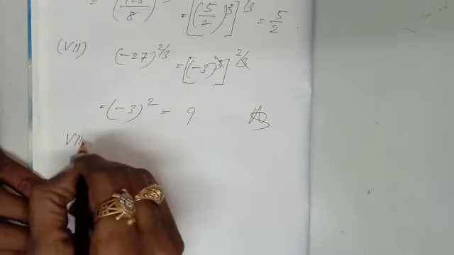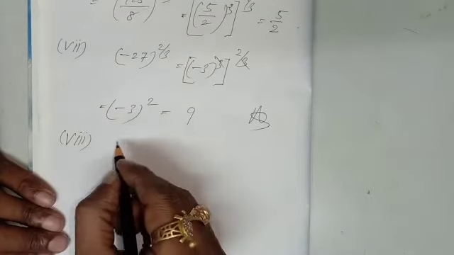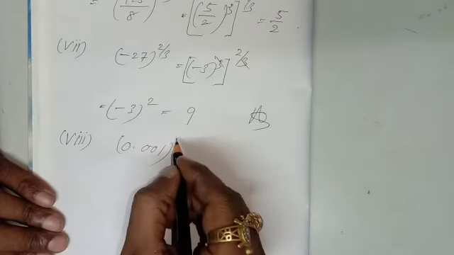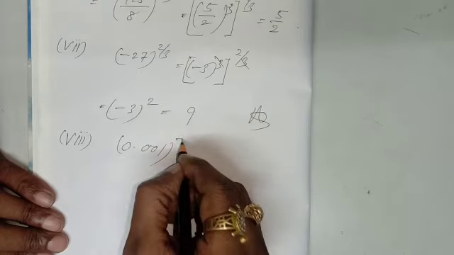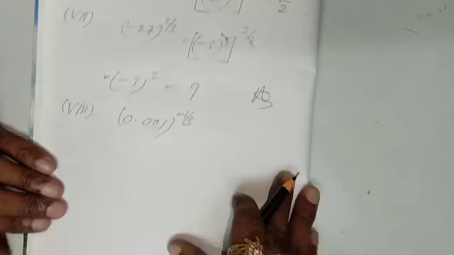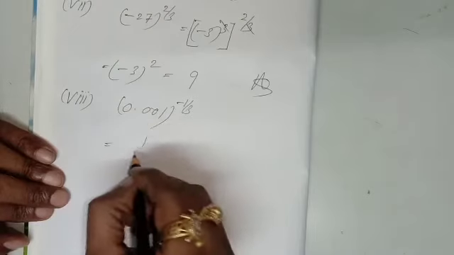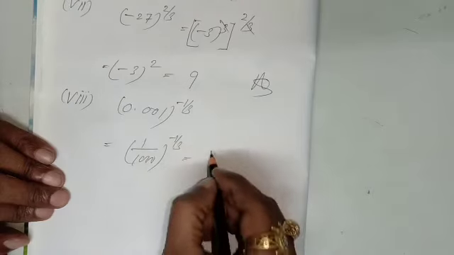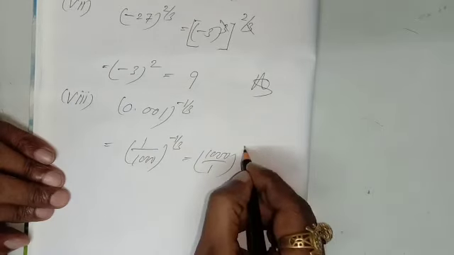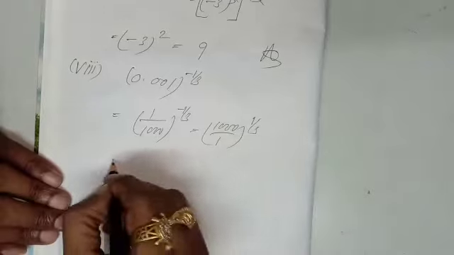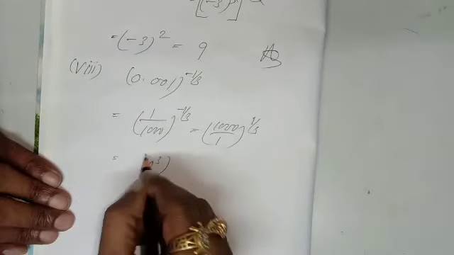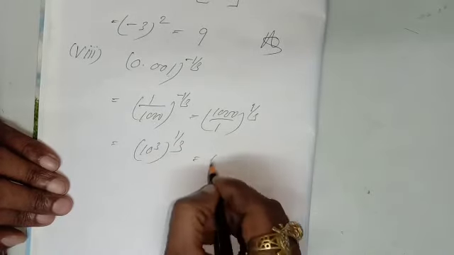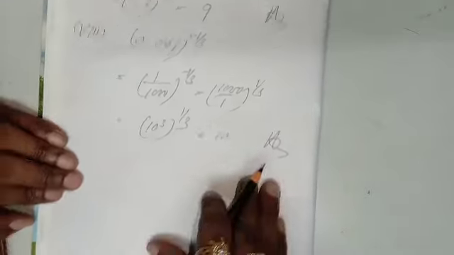Next comes the 8th part of number 1. The question is given like this: 0.001 whole to the power minus 1 by 3. First of all, you make it a fraction. 0.001 means 1 by 1000 whole to the power minus 1 by 3. How will we make it a positive power? It becomes 1000 by 1, then the power will be positive. 1000 by 1 means 1000, which is 10 cube whole to the power 1 by 3. 10 cube means 10 multiplied 3 times, which is 1000. The 3 cancels. What is left? 10 to the power 1, which is equal to 10.